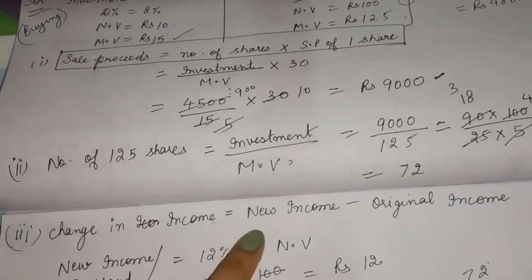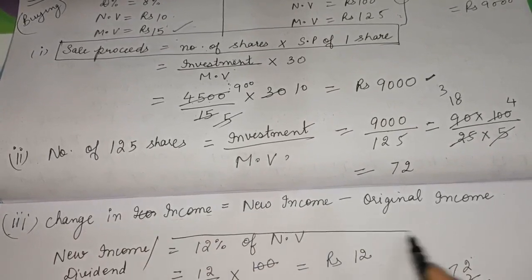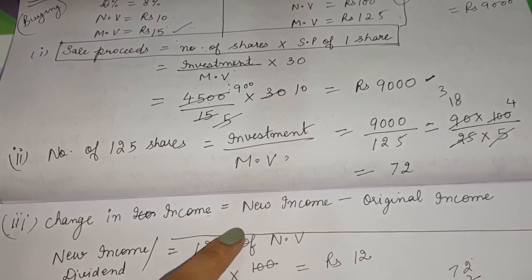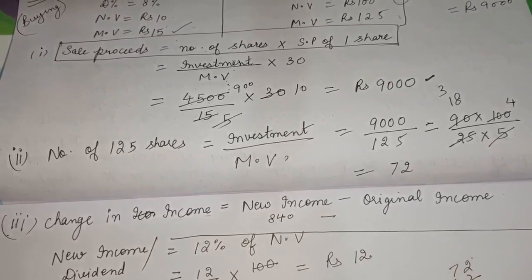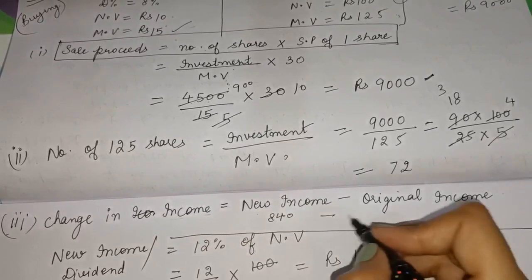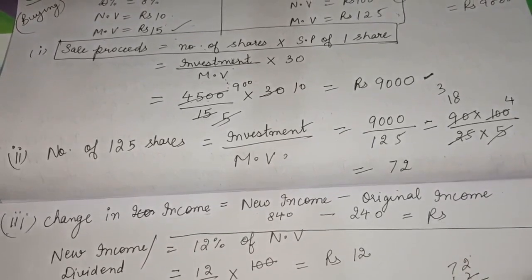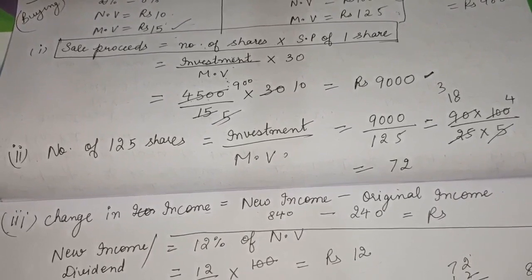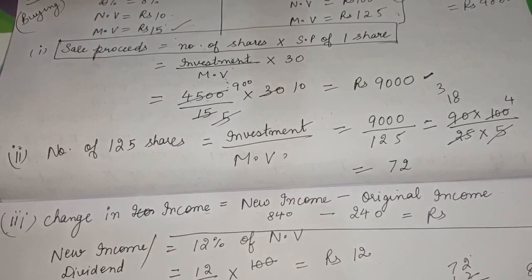So here we will just substitute. Change in income is equal to new income, here itself I'll write new income. We found 840. Original income we found 240. So you can do 840 minus 240, which is equal to 600.